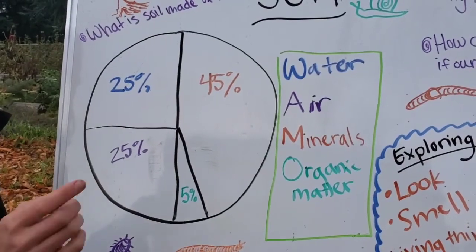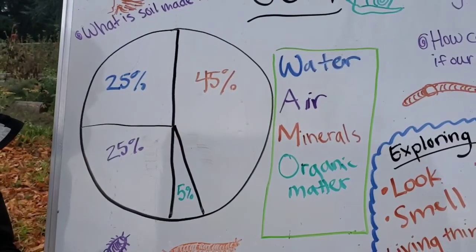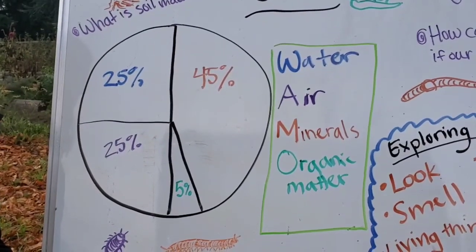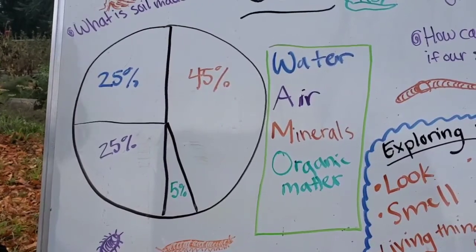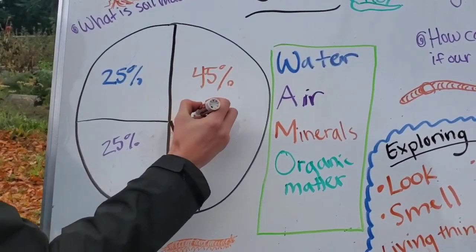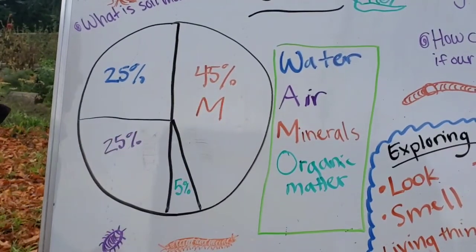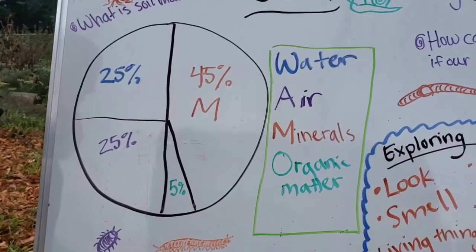What do you think is the biggest section of our pie chart here? What makes up 45% of the soil? Is it water, air, minerals, or organic matter? The correct answer is minerals. Little tiny rocks make up a good portion of the soil, almost half.